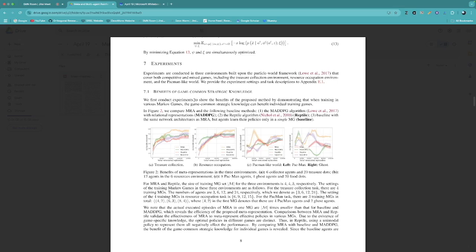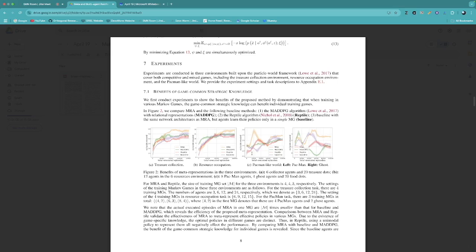So there are benefits of game common strategic knowledge. You see that in these figures here. These are figure 2, benefits of meta representations in 3 environments. The first one on the left is the treasure collection game. The second one to the right is the resource occupation game. Then the 2 on the far right involve the Pac-Man-like world.